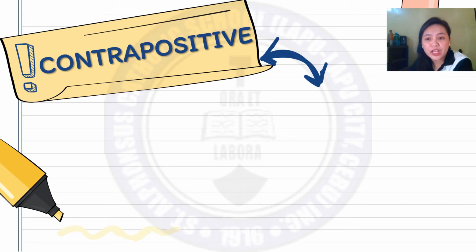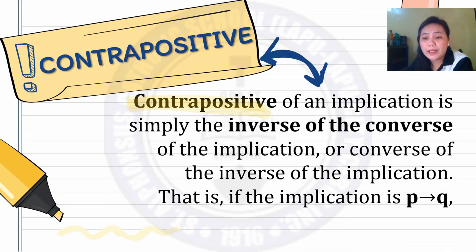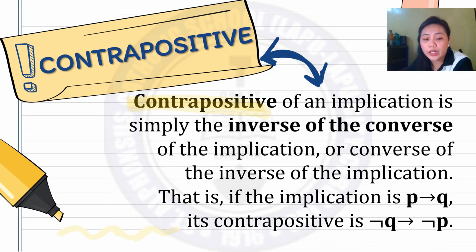Lastly, we have the contrapositive. A contrapositive of an implication is simply the inverse of the converse of the implication. Again, the inverse of the converse of the implication, or the converse of the inverse of the implication. So, if the implication is P and Q, or if P then Q, its contrapositive is if not Q, then not P.